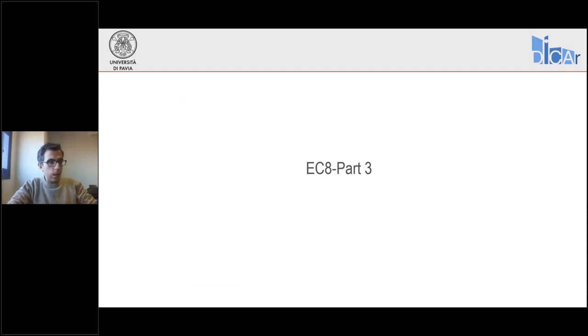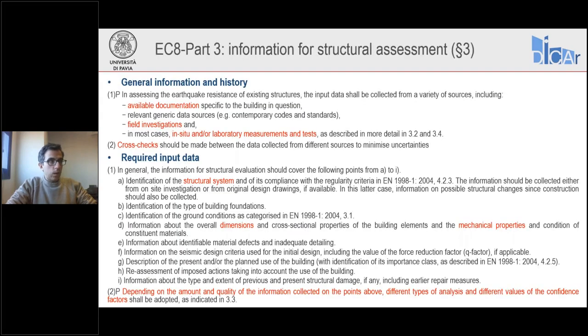So what Eurocode 8 part 3, in its current version, says about this problem. The problem of knowledge and survey is faced in chapter 3. Here, if you look at chapter 3, you can see different sections. The first section regards general information and history. In particular, Eurocode 8 is asking the engineer to collect information on several aspects. The most important are available documentation regarding that specific building, field investigation, in situ and laboratory tests.